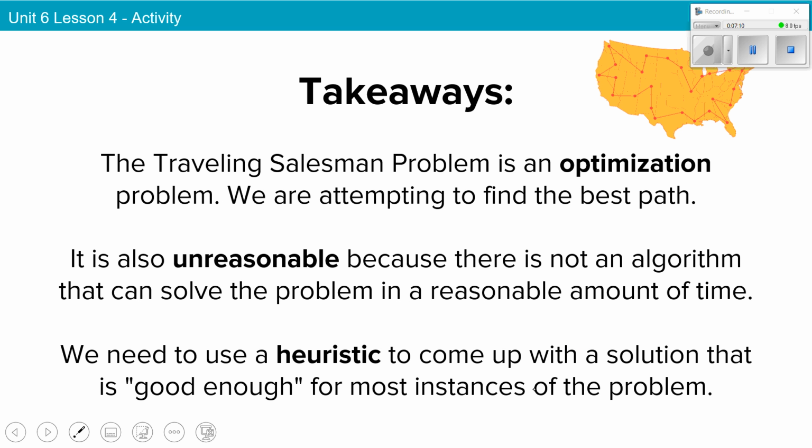Okay. So the traveling salesman is an optimization problem, meaning we're trying to find the best path. It's an unreasonable one because the algorithm works but takes too much time. It's an unreasonable amount of time because it's a factorial. So we need a heuristic to come up with a good enough solution for it.